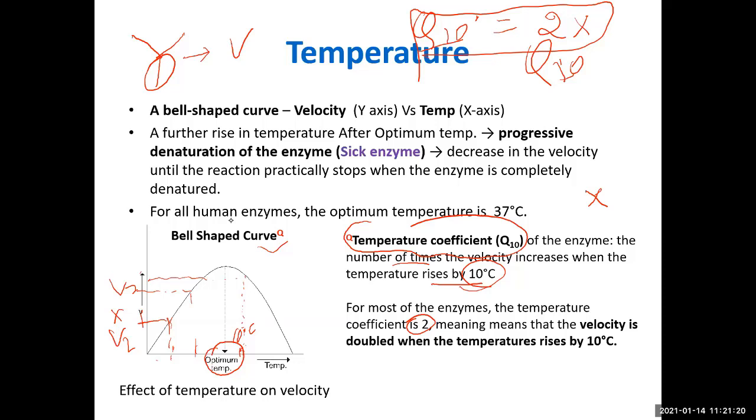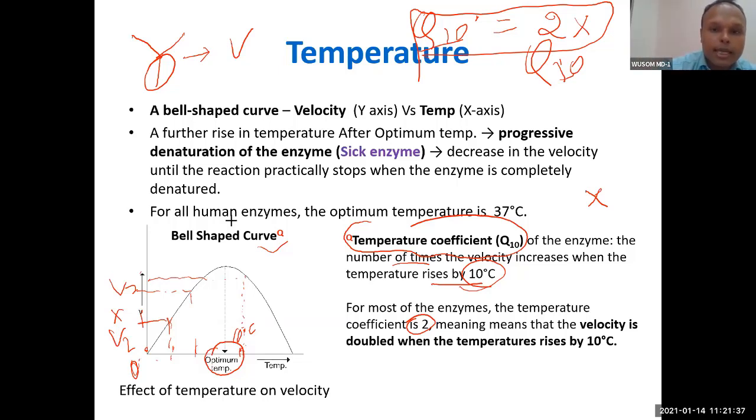Now, why does this happen? If you increase the temperature too much, or decrease it too much, the activity will become 0. Why does that happen? Because when you increase or decrease the temperature, there will be denaturation of protein, because enzyme is a protein. So the enzyme will fall sick. The way you fall sick, the same way an enzyme falls sick. A sick person cannot work properly, and a sick enzyme cannot work properly. You have to understand that.